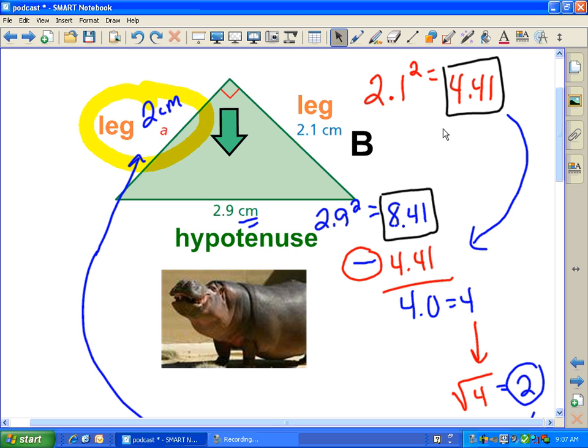By process of elimination, you should be able to see that your hypotenuse is 2.9. 2.9 is bigger than 2.1, and 2.9 is greater than 2 whole. If you told me the leg was any number greater than 2.9, epic fail. The legs always have to be smaller than the hypotenuse.